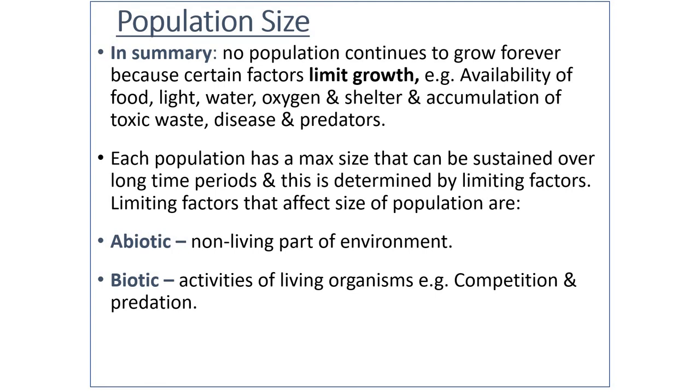So in summary, no population continues to grow forever because certain factors limit the growth, like availability of food, light, water, oxygen, shelter, accumulation of toxic waste, disease, predators, etc. Each population has a maximum size that can be sustained over long periods of time, and this is determined by limiting factors. Limiting factors that affect the size of the population can be abiotic, or non-living parts of the environment, or biotic, which is the activities of living parts of the environment like competition and predation.